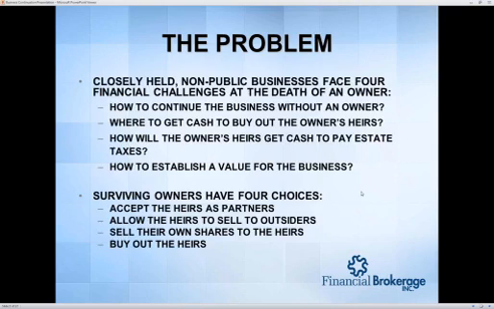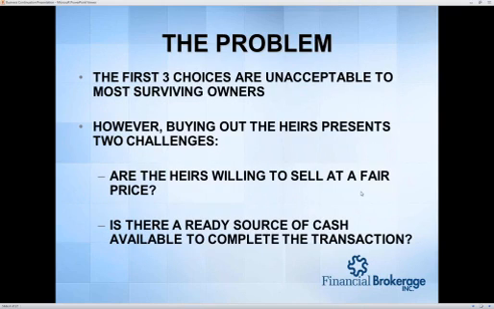The next slide will show that the surviving owners' first three options are rarely acceptable. The best option is usually to buy out the heirs' interest. However, will they come to an agreed upon price? And what is the method of payment, lump sum or installment? And of course, where will the money come from to complete the sale?